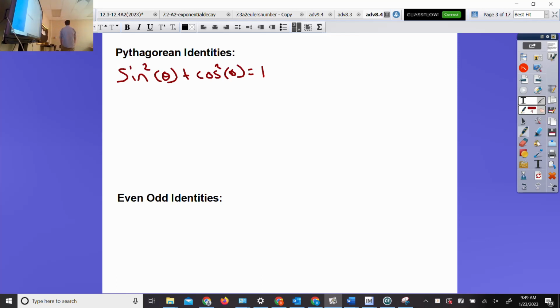And we're going to manipulate that thing and come up with 2 other identities. So we're going to derive 2 more. I'm going to take sine squared of theta plus cosine squared of theta equal to 1. And I'm going to divide all 3 pieces by sine squared. Oops, I don't need the plus symbol there.